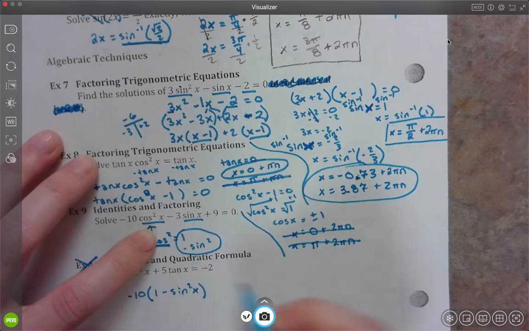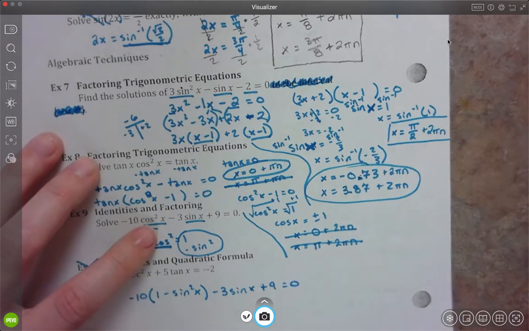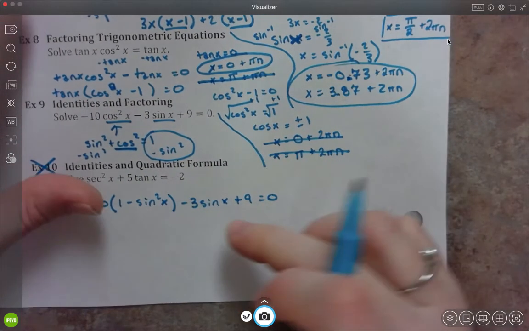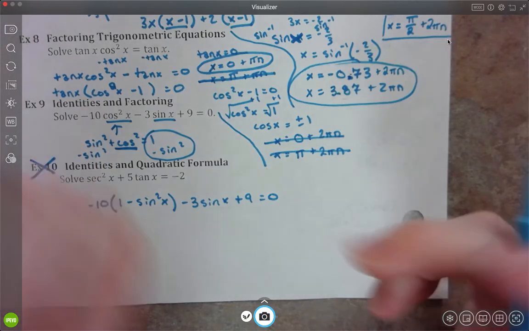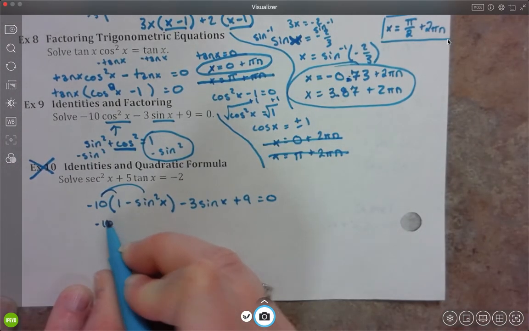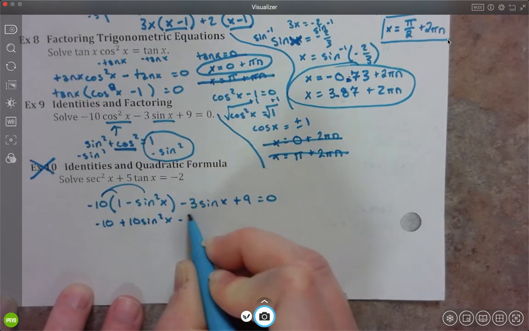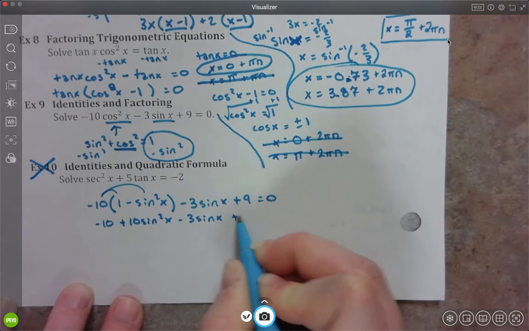Okay, minus 3 sine x plus 9 equals 0. Okay, and then I'm just going to solve this. This is going to look really similar to example 7. So we'll just do another one of these. So I'm going to distribute my 10 through. So I've got negative 10 plus 10 sine squared x minus 3 sine x plus 9 equals 0.